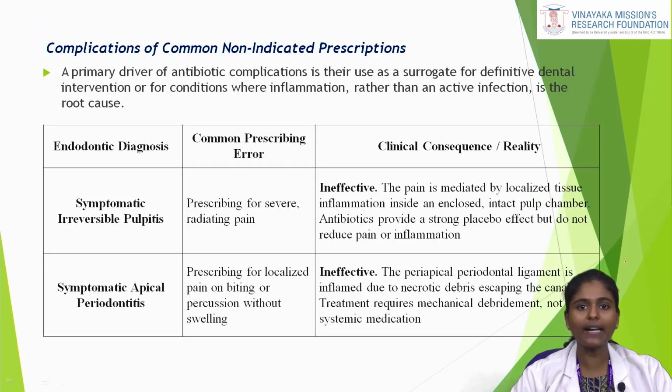Complications of common non-indicated prescriptions. A primary driver of antibiotic complications is their use as a surrogate for definitive dental intervention, or for conditions where inflammation rather than an active infection is the root cause. Coming to some endodontic diagnoses, we will compare the common prescribing error and the clinical consequence. First is symptomatic irreversible pulpitis.